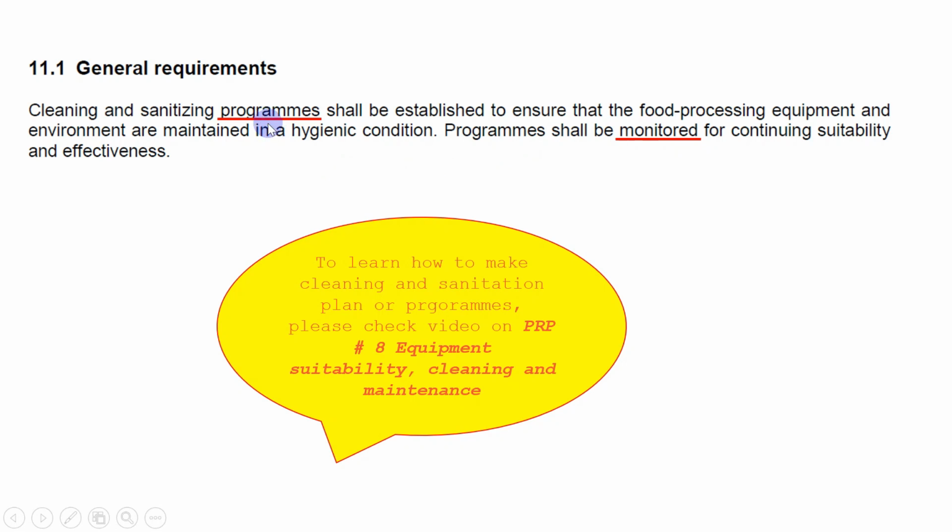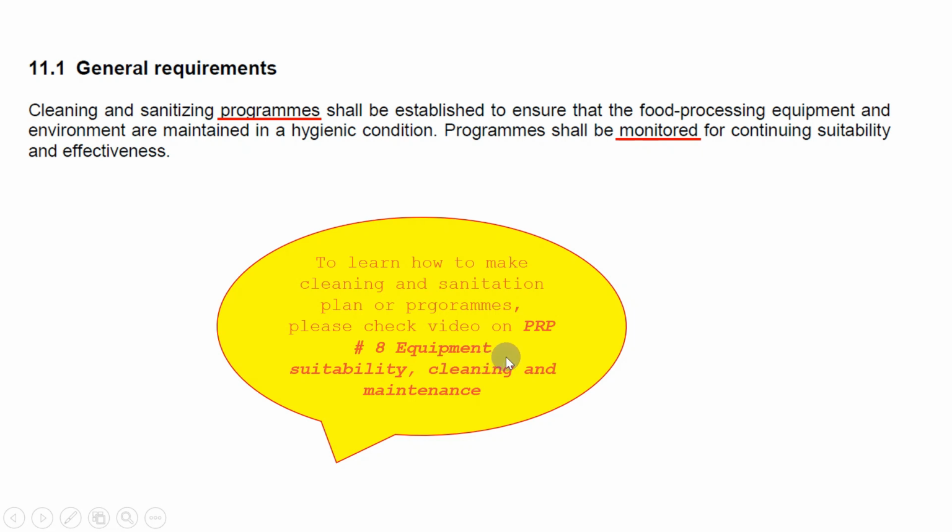Here program indicates that PRP should be part of a procedure, or you need to make a detailed plan where you need to mention how, when, what and by whom. In my video on PRP number 8, equipment suitability, cleaning and maintenance, I described in detail how to make a cleaning and sanitation plan. I will explain quickly in this video as well, but if you want to learn more specifically, please check PRP number 8. I also pasted the link in the description below. You can check that as well.